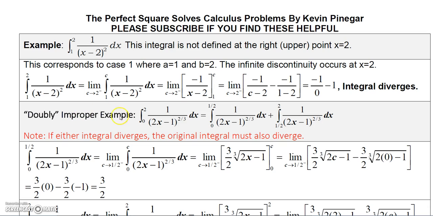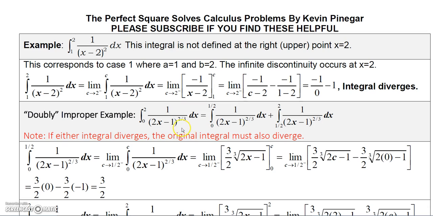Okay, now take a look at this one here. I'm integrating this from 0 to 2. Now you can easily see if you set 2x minus 1 equal to 0, you can see that if x is 1/2, the denominator of this would be 0. So here we know that this function is undefined at 1/2.